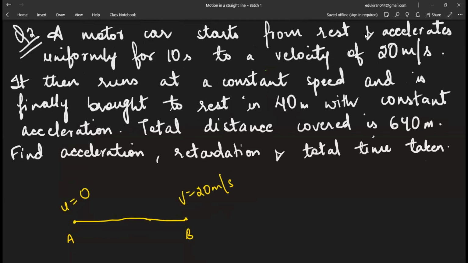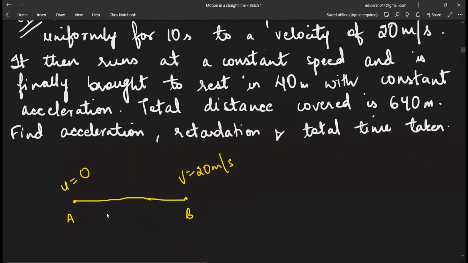A motor car starts from rest, accelerates uniformly. We do not know the value of acceleration, but we know that it is for a duration of 10 seconds with a velocity of 20 meter per second. This is exactly what is given in the question, and we have written it in the first part, from A to B. Like this only you have to solve all the questions, and you'll be able to manage all. Otherwise, if you just write all the data, you will see you are getting two values of distances, two values of acceleration. Then it says it then runs at a constant speed.